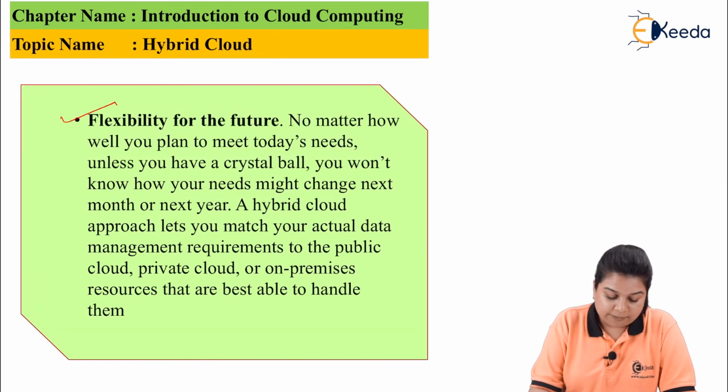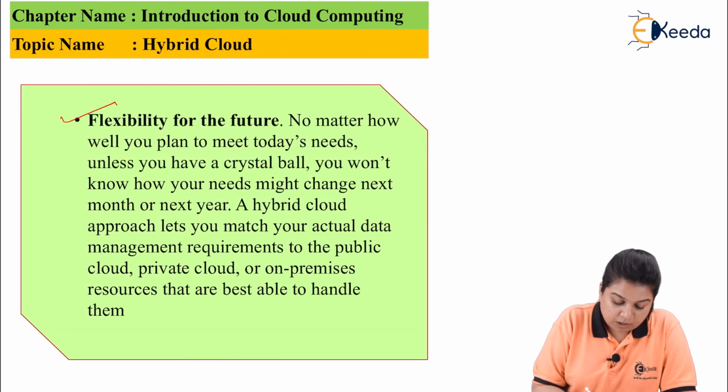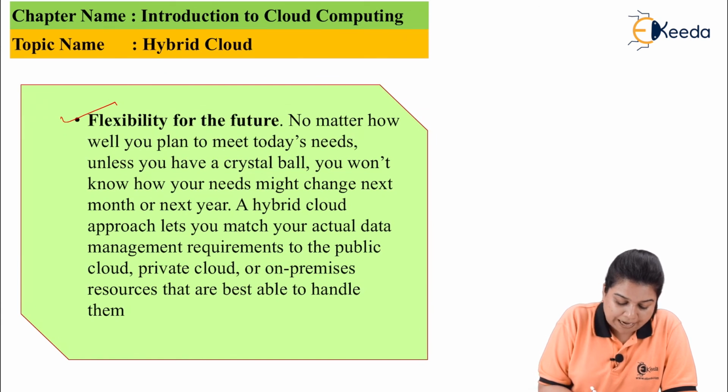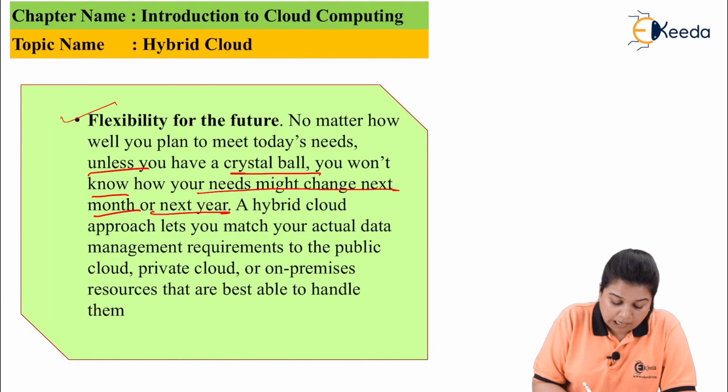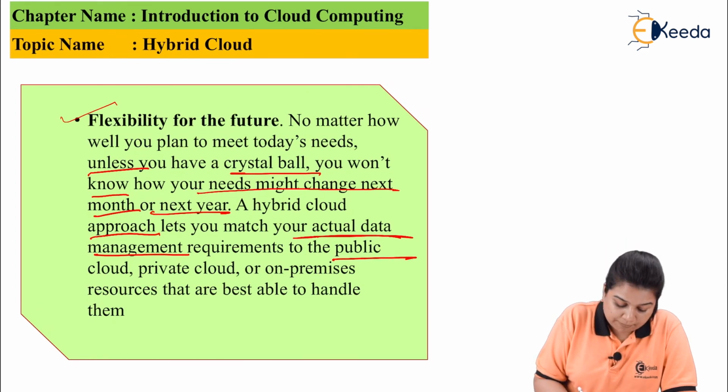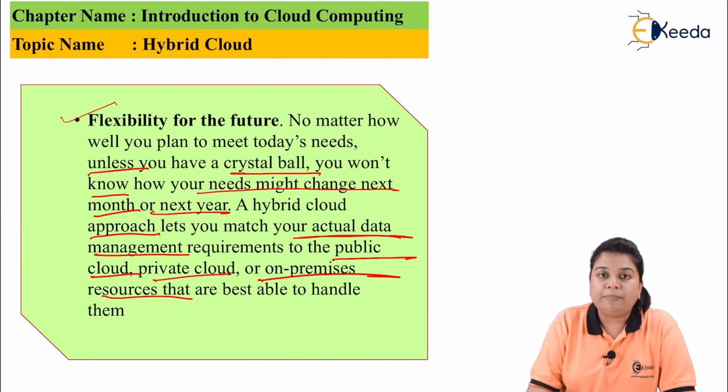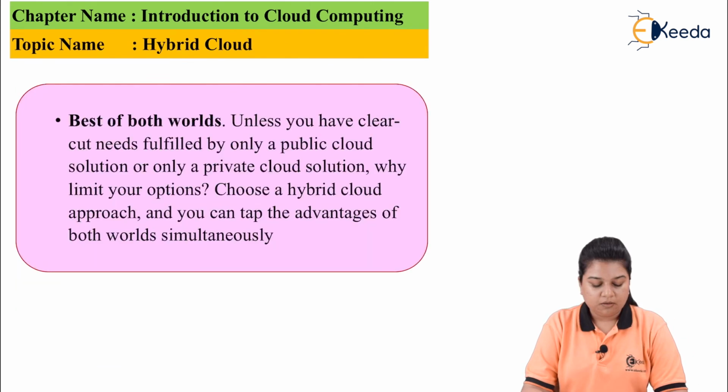Next is flexibility for the future. No matter how well you plan to meet today's need, unless you have a crystal ball, you would not know how your needs might change next month or next year. A hybrid cloud approach lets you match your actual data management requirements to the public cloud, private cloud, or on-premises resources that are best able to handle them.